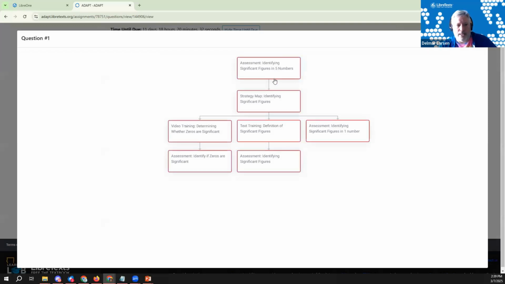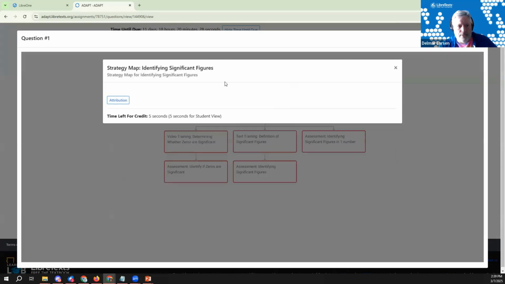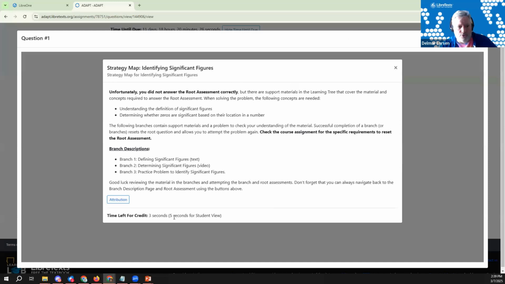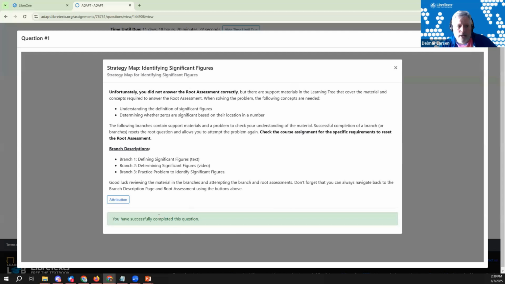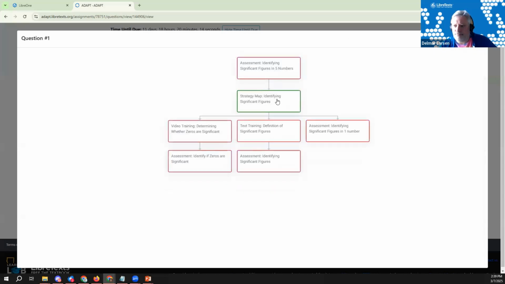And now I'll go into the tree and everything is red. I can click on here, and now I read over this thing. I'm supposed to be on it here for, I typically give 60 seconds or something like that. But for the sake of this presentation, I'll make it only 5 seconds. And then I've been successful and now it's green. Okay. I can't skip over. I can't go straight down here.